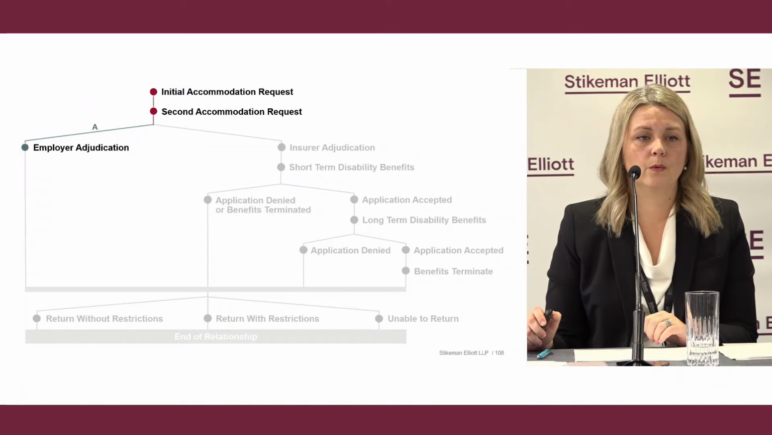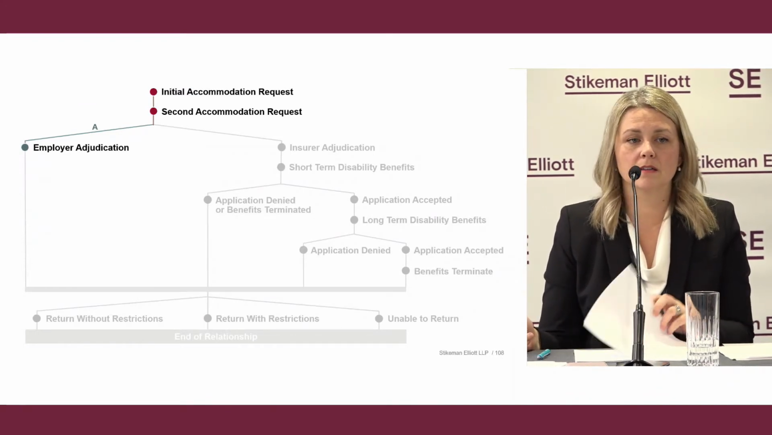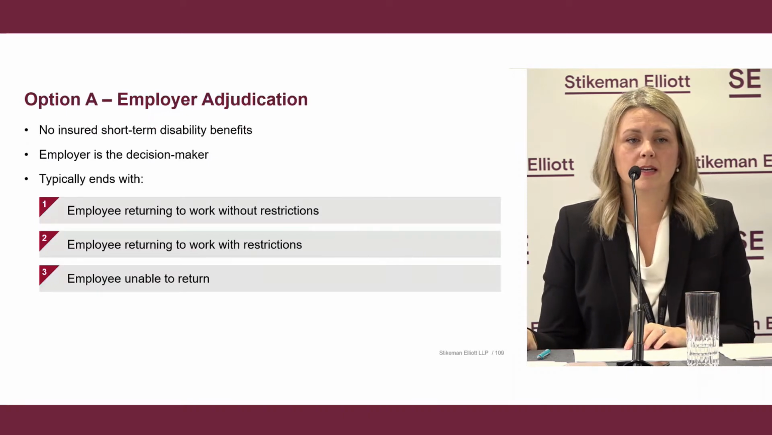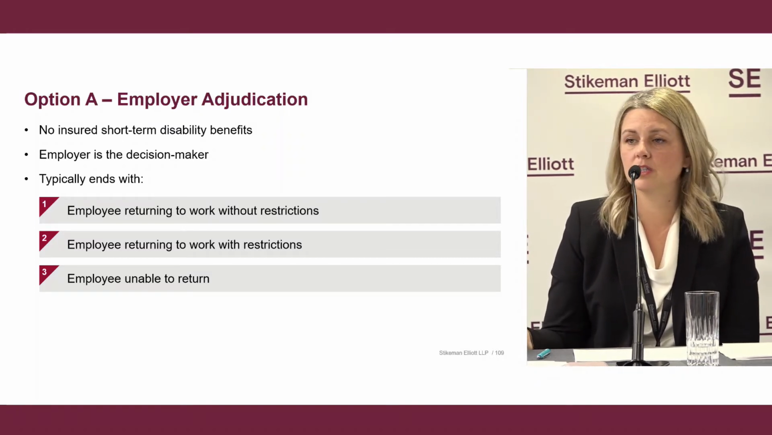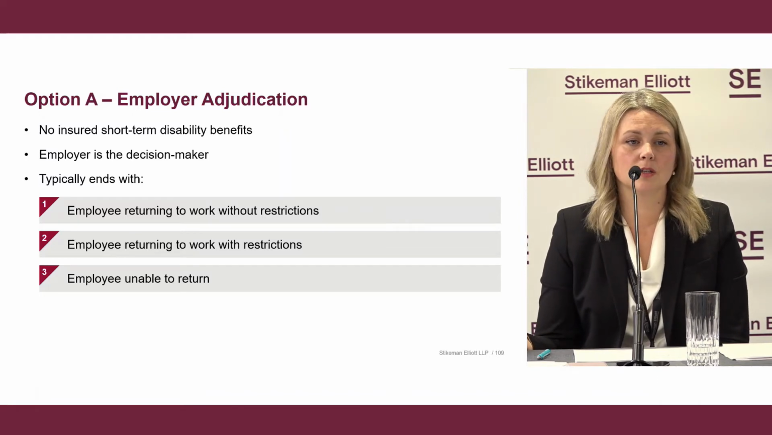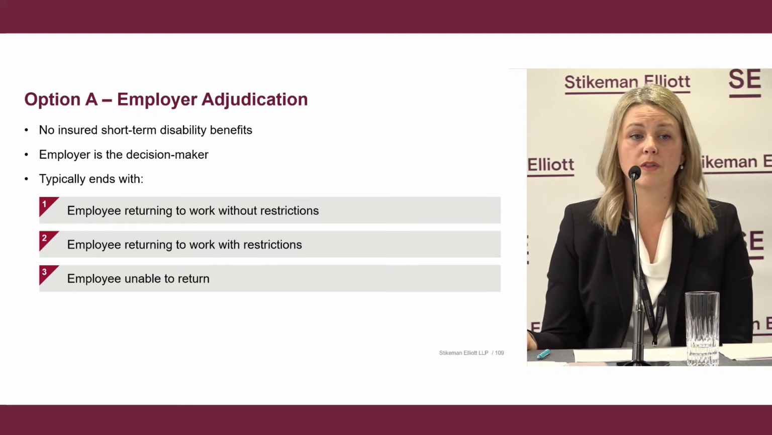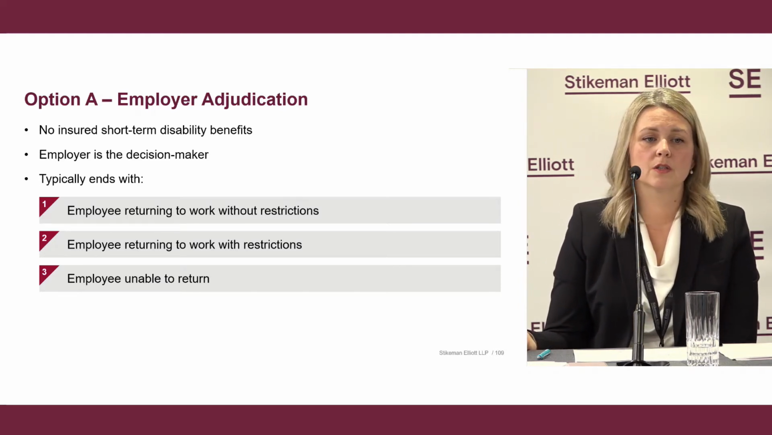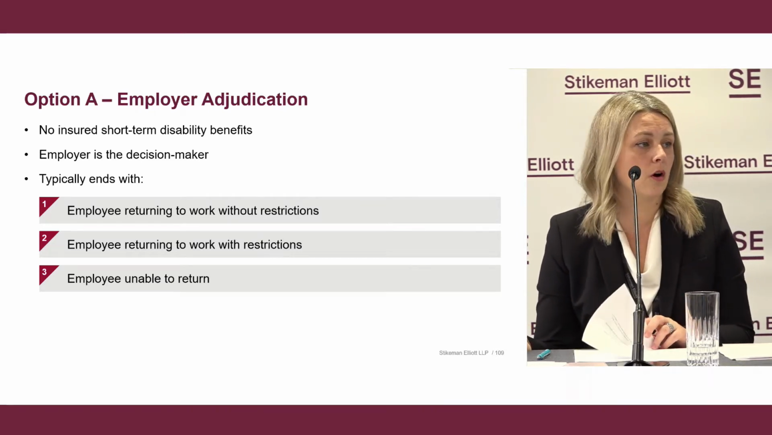Okay, so we've now made it down to employer adjudication through the A split pathway. And this, as I said, is applicable if you do not have a short-term disability benefit plan, or if the employee in question has been denied pursuant to that plan. You, as the employer, are the decision maker. And this road generally comes to an end with the employee returning to work without restrictions, the employee returning to work with restrictions, or the employee simply not returning to work. And we'll explore all of those now.